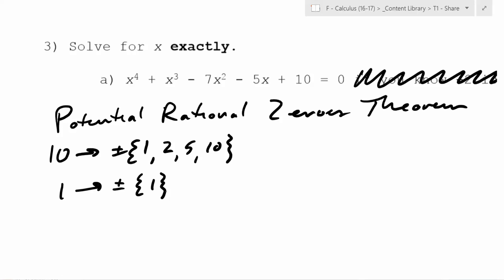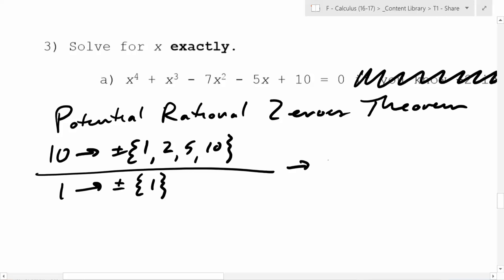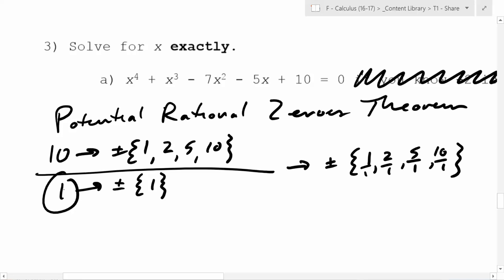Now you write all of the possible fractions that look like this. Can someone list for me all the possible fractions? 1 over 1, 2 over 1, 5 over 1, and 10 over 1. What happens if instead of 1 we had the number 3? You would have twice as many, right? Because in addition to 1, what else would you have? 1 over 3, 2 over 3, 5 over 3, and 10 over 3.